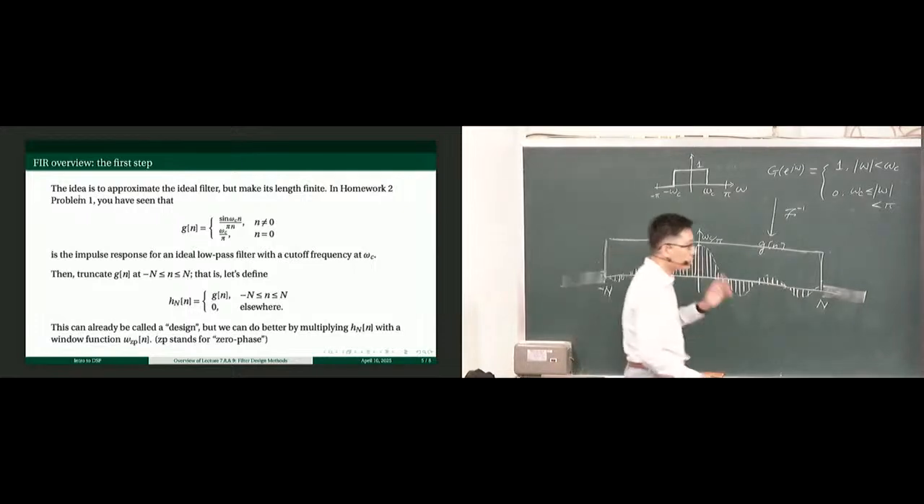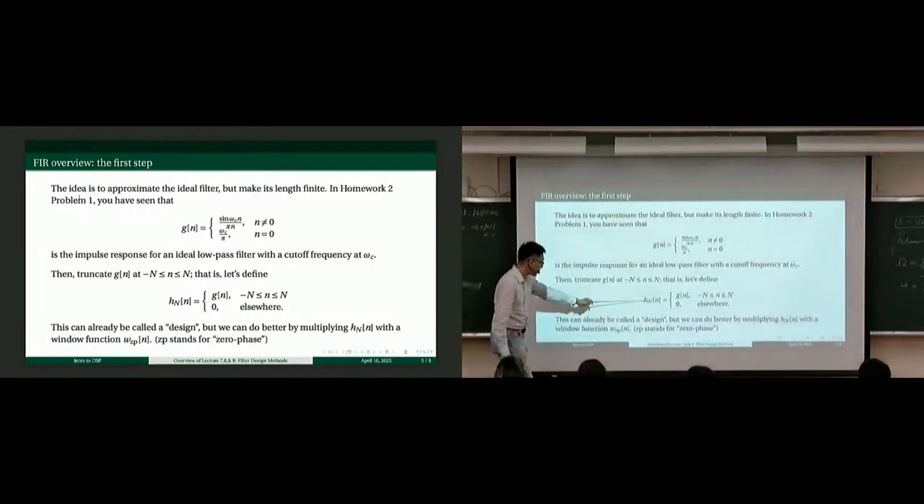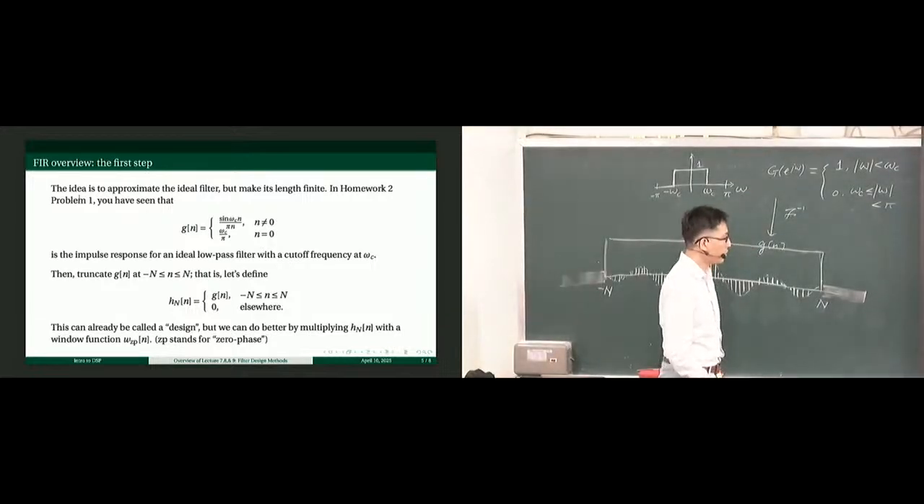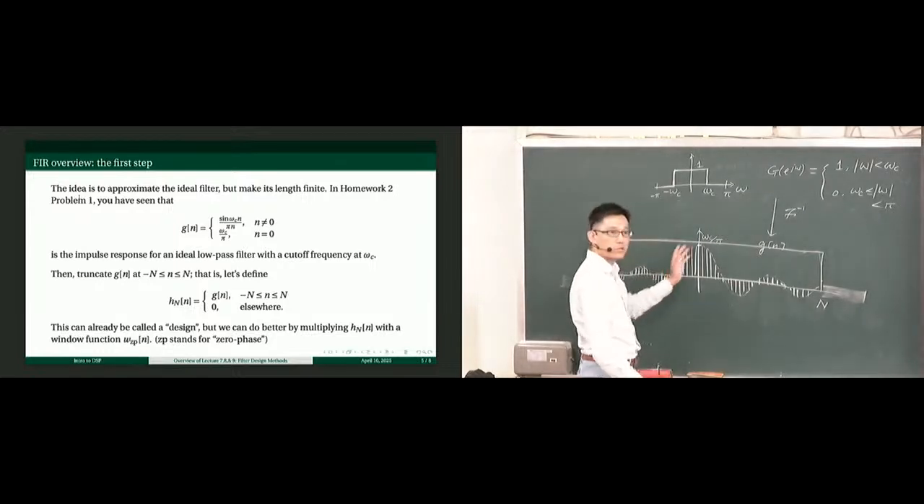But the way we design the filter is by multiplying this middle part with a window function. Let's call it w_ZP of n, where ZP stands for zero phase. The reason will be clear. We'll multiply this h of n with a smooth function, a smooth window, a window function.